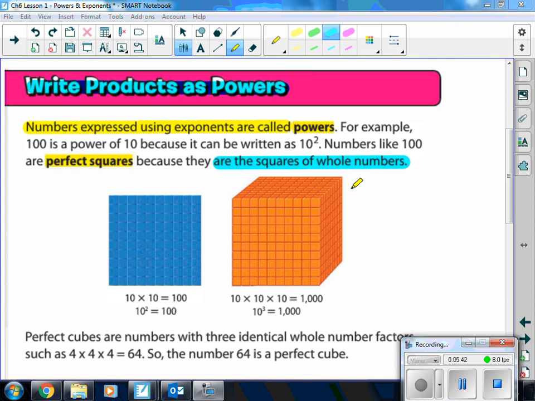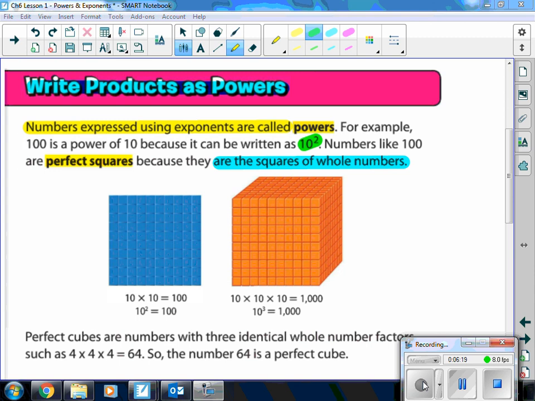When I say the square, does everybody see this, 10 to the second power? That means 10 times 10, right? That is a special name for a power. We would say 10 squared. Is everybody with me? Because we're multiplying 10 times 10 twice. So here we've got 10 times 10, that gives me 100. That 100 is going to be a perfect square.